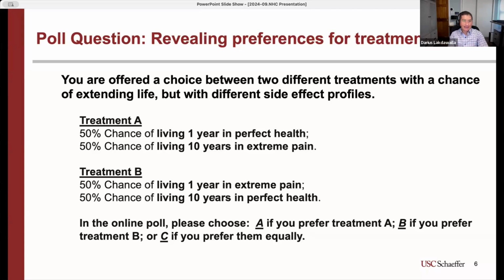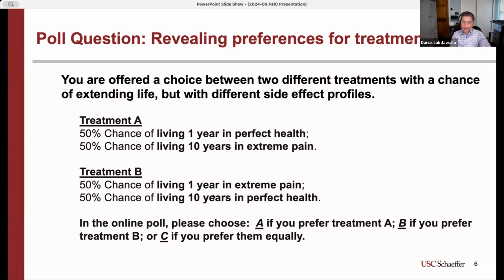Treatment A gives you a 50-50 chance, where 50% of the time you're going to live 1 year in perfect health, but you have a 50% chance of living 10 years in extreme pain. In contrast, treatment B inverts that. There's a 50% chance of living 1 year in extreme pain. That is to say, I should be clear, 1 year is your life expectancy in all of these cases. So in treatment B, you live for 1 year and that year is spent in extreme pain. Alternatively, there's a 50% chance of living for 10 years in perfect health.